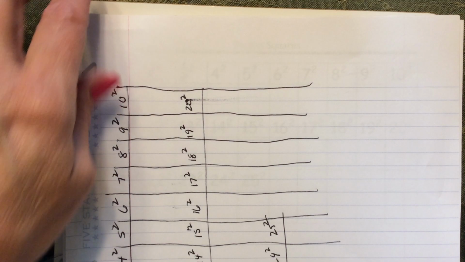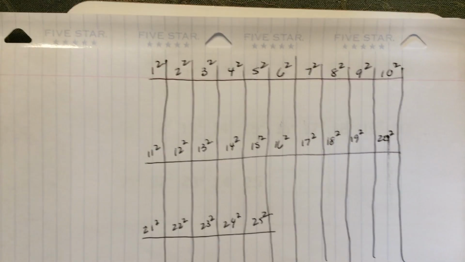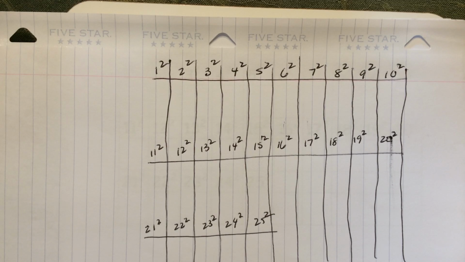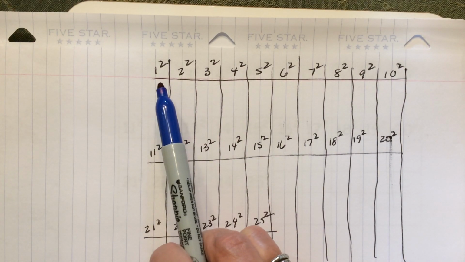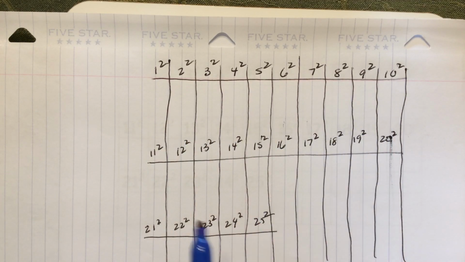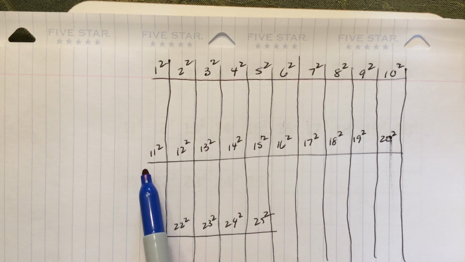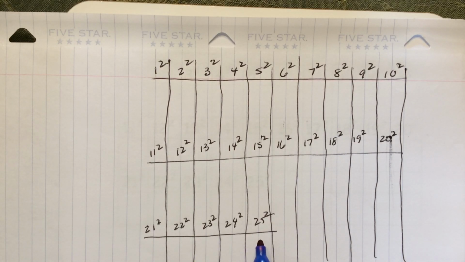And what I have here is, if you want to write this in your notebook, I want you to make, if you can pause the video here, a little grid: 1 squared, 2 squared, 3 squared, all the way up to 10 squared. On the next row, you notice I took my notebook paper and turned it sideways so I can get it all in. 11 squared to 20 squared. And then I went from 21 to 25 squared.